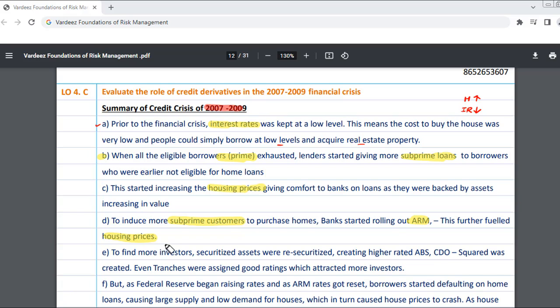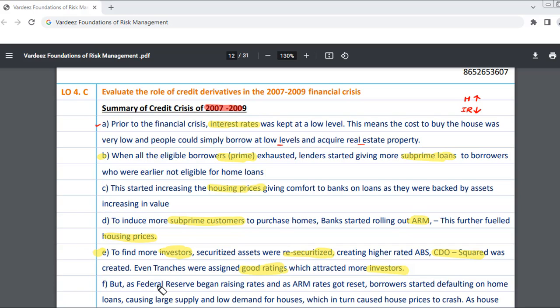And now let's talk about investors. The interest rate being very low is not a good opportunity for investment, because you're getting low returns on your investment, right? So the entire securitization was actually a very great option for all the investors out there. And if this was not enough, even the securitized assets were re-securitized. CDO squared was actually created, and very good ratings were assigned to all the tranches, so that more investors could be attracted towards securitization. So this is the point of the investors.